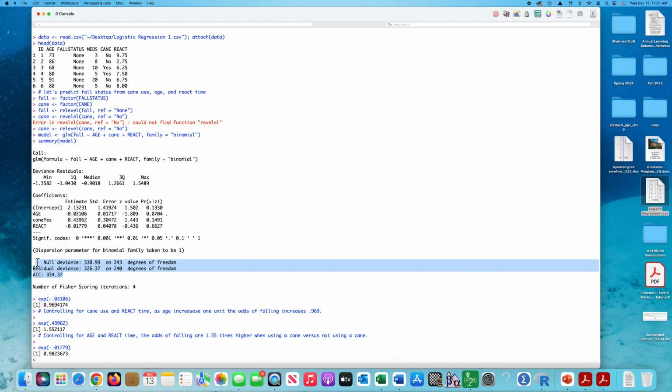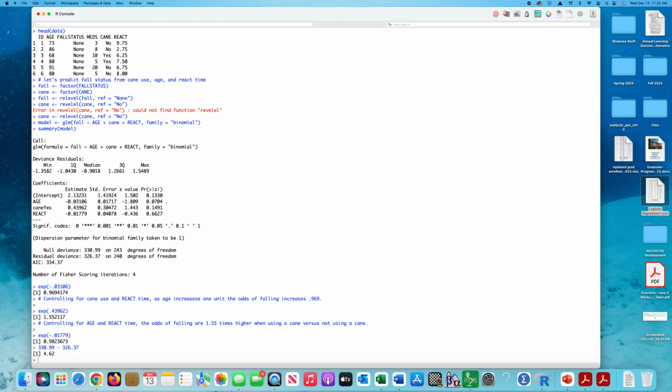So the next thing we get into is this right here, and this is the model diagnostic. The model diagnostic takes a little bit of work on our end, and we need to take, first of all, the difference in the null deviance and the residual deviance. So I need to calculate that. 330.99 minus the residual deviance, which is 326.37. So the difference in the deviances here is 4.62. The degrees of freedom have a difference of 243 to 240, so they have a difference of 3.